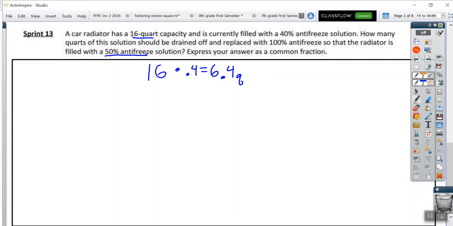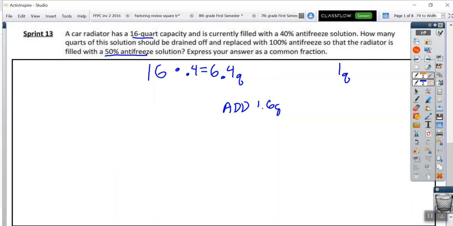Because we need to get to 8, right? Because half of 16 is 8. So that means we need to add 1.6 quarts of antifreeze. But wait a second. We're also draining. So when we drain the tank, we're not just draining water, we're also draining antifreeze, right? So if I put in 1 quart of antifreeze, how much more antifreeze am I adding?